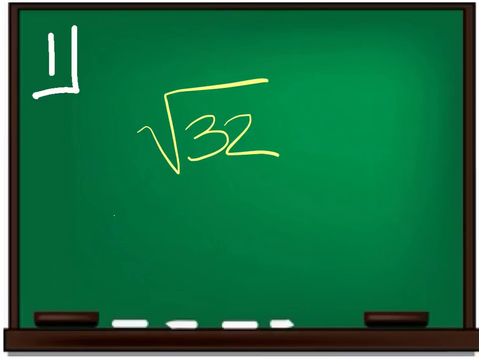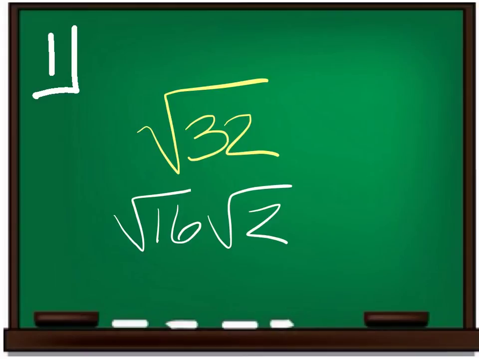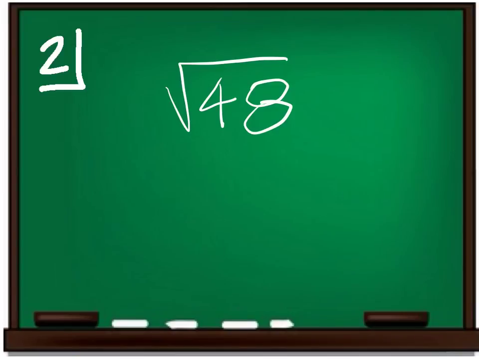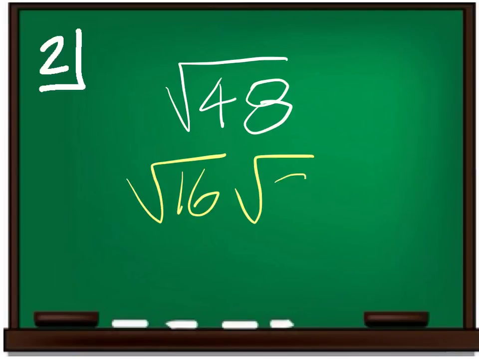This one breaks up as the square root of 16 square root of 2. So it is 4 square root of 2. This one turns out to be the square root of 16 square root of 3, so it's 4 square root of 3.